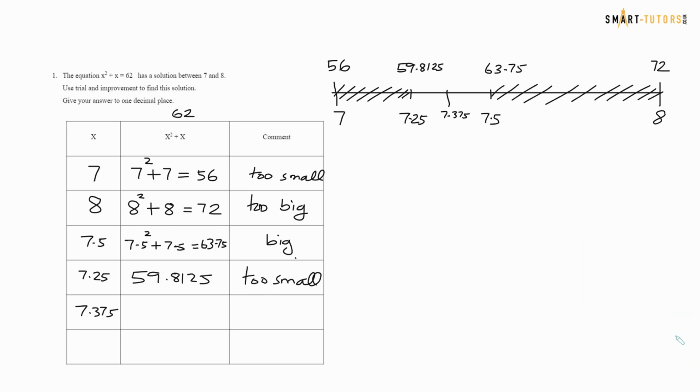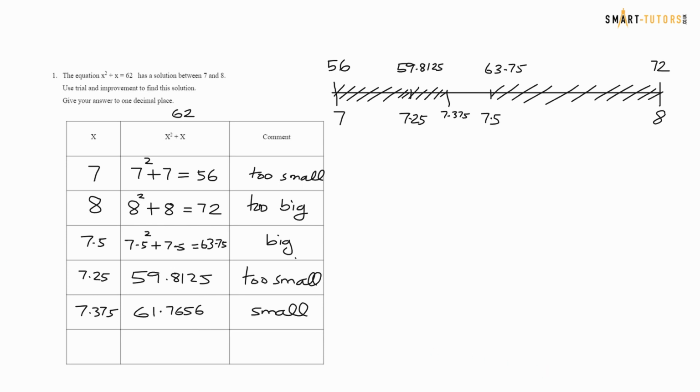61.7656. So this is again small. So 7.375 is already small, so I'm crossing that one. So the answer is going to be definitely between 7.375 and 7.5.